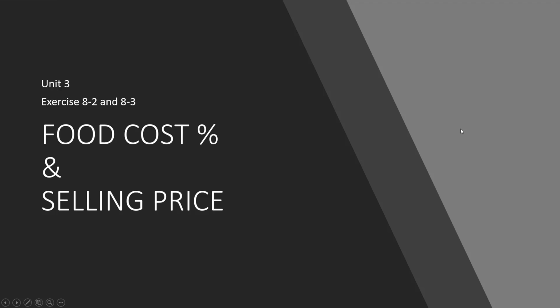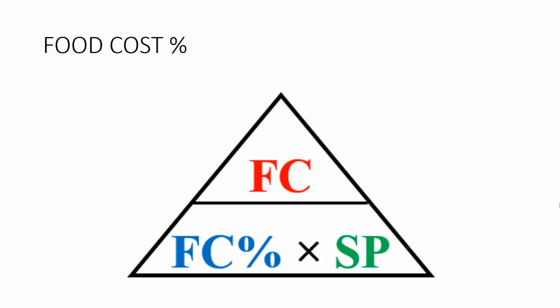Welcome back. We are towards the end of Unit 3, Chapter 8. We're looking at exercises 8-2 and 8-3. We're looking at the food cost percent and the selling price. We're actually going to be able to calculate what we're going to sell our items for. And here is the third of our three pyramids.